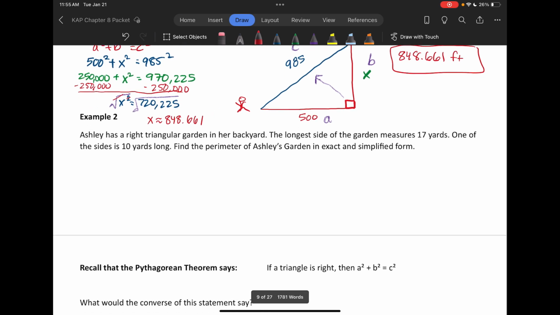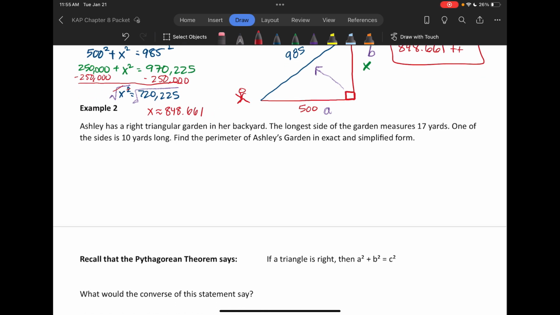Next, let's look at a slightly more challenging problem. Example 2. It says Ashley has a right triangular garden in her backyard. The longest side of the garden measures 17 yards. One of the sides is 10 yards long. Find the perimeter of Ashley's garden in exact and simplified form.